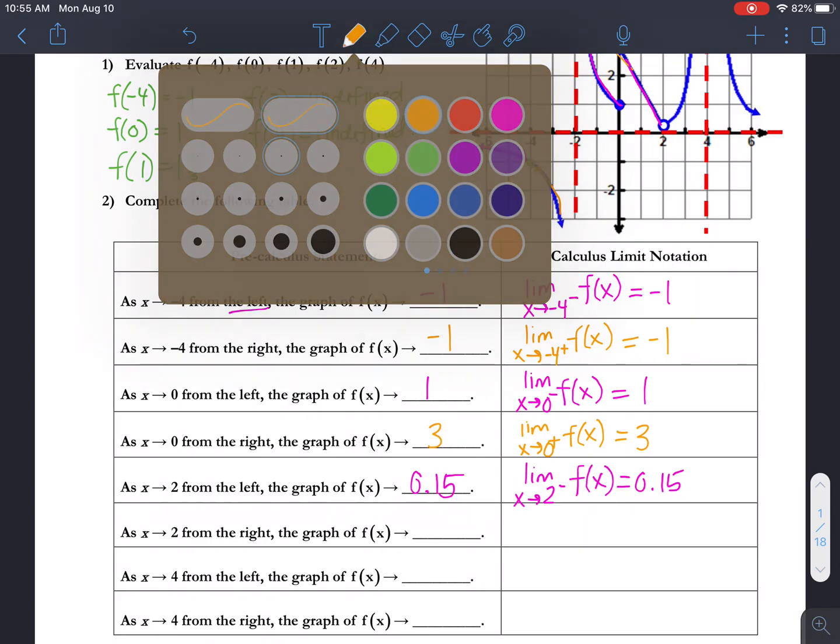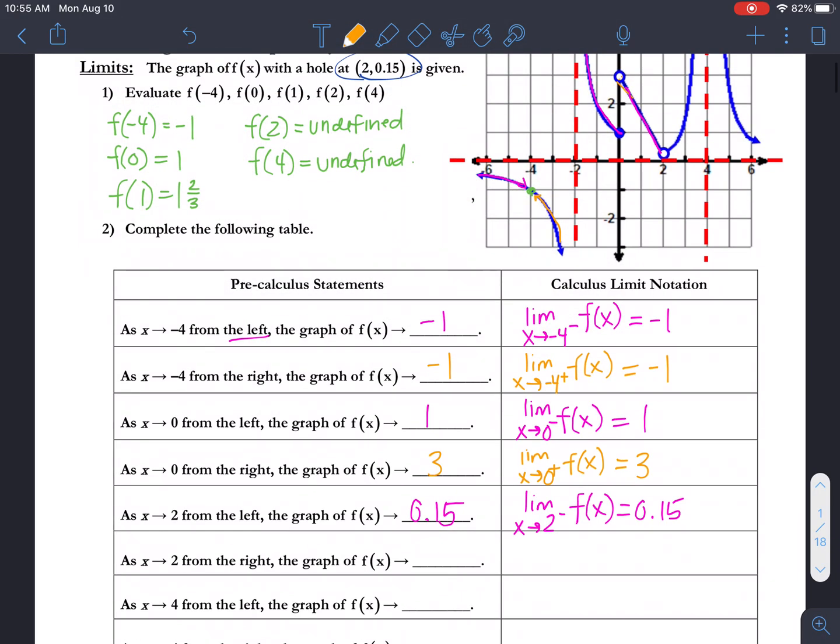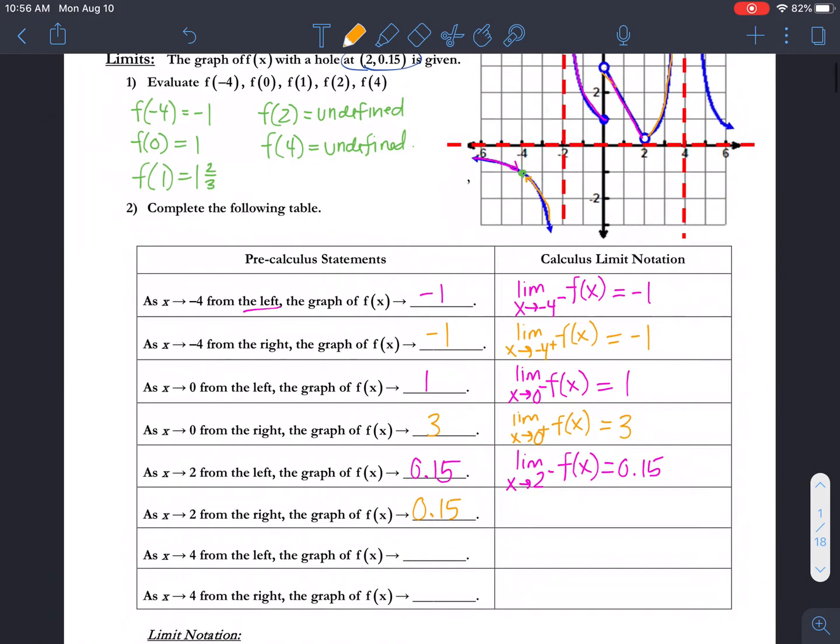And then again, I'll go orange for right. As I come from the right side of the function, getting closer to x equals 2, I'm getting really, really close to that y value of 0.15. Okay, and if that hole wasn't given, I think you could probably say 0, but since we know it's at 0.15, we're going to use that information. The limit as x approaches 2 from the right of f of x is 0.15.